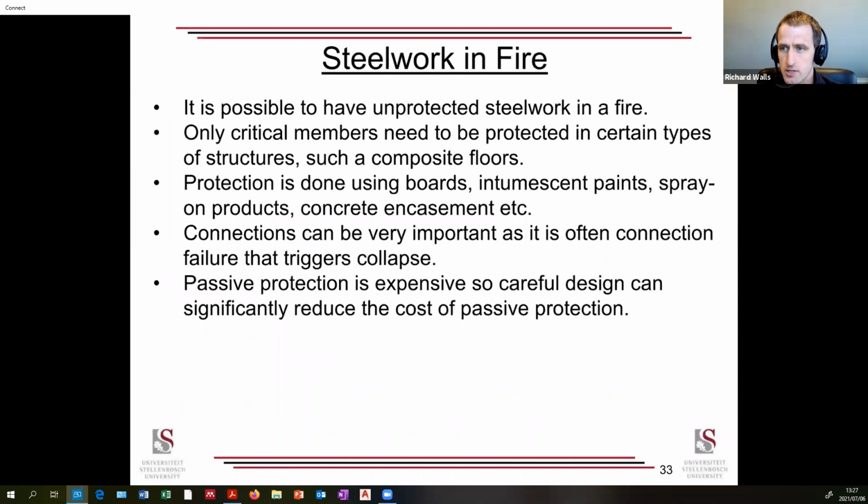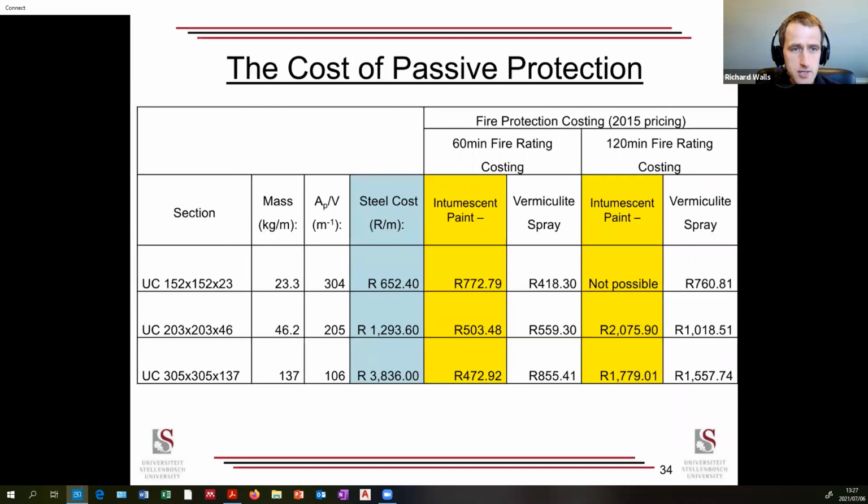So steelwork is where the big money is. And one of the reasons we often don't see high-rise steel in this country is because of the cost of passive protection, amongst other things. It is possible to have unprotected steelwork in a fire. If it fails and it doesn't influence anything, well, so what?